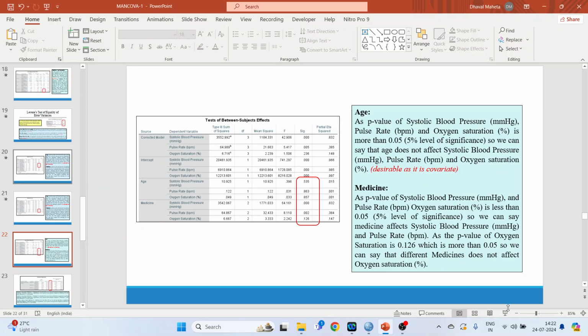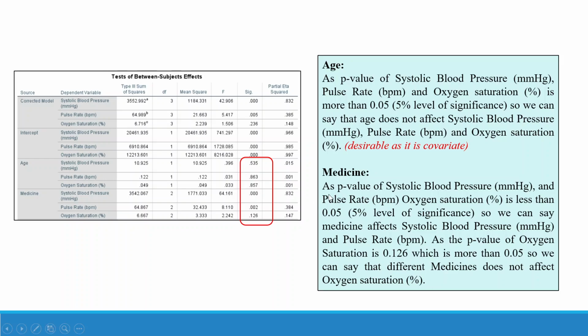So let's see the interpretation again. As the p-value of systolic blood pressure and pulse rate, 1 and 2, is less than 0.05, we can say that the different medicines affect systolic blood pressure and pulse rate. Now for the oxygen saturation, as the p-value of oxygen saturation is 0.126, which is more than 0.05, we can say that the different medicines do not affect oxygen saturation.